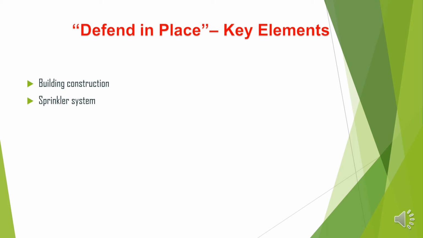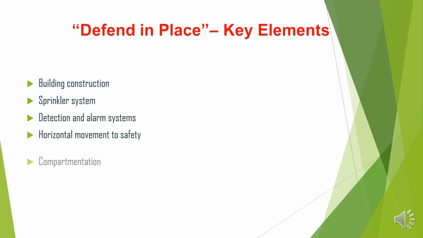We have to look at our building construction. It should be built according to the civil defense rules. We have to have a sprinkler system working and maintained, and a detection and alarm system. We have to have smoke detectors that can tell you that there is a fire in that place, and they should be patent, as we said before. We have horizontal movement to safety. Movement inside the healthcare facility is better horizontal rather than vertical, so it can be simple and we can confine the fire and stop it.